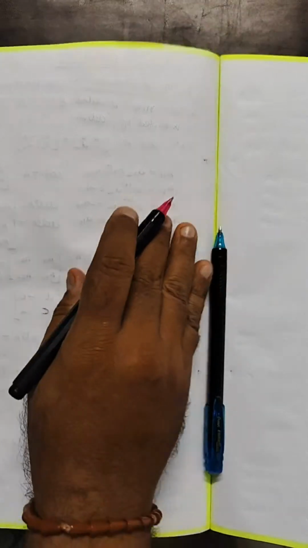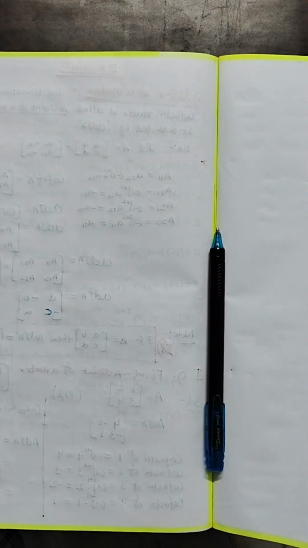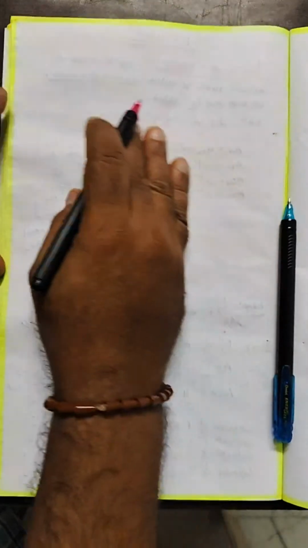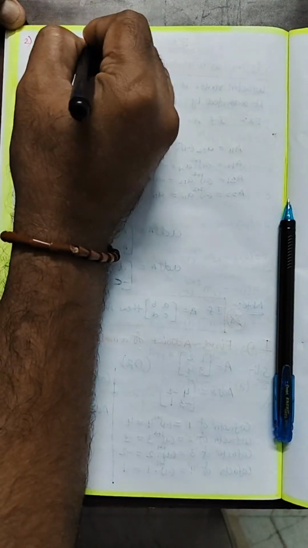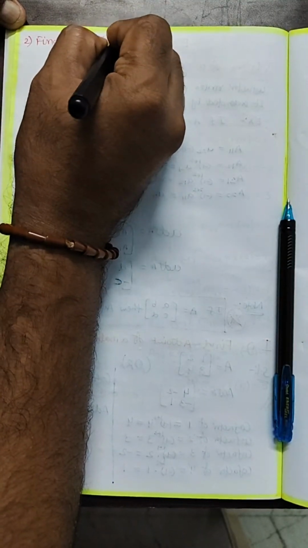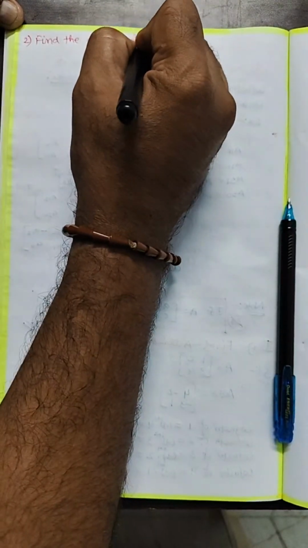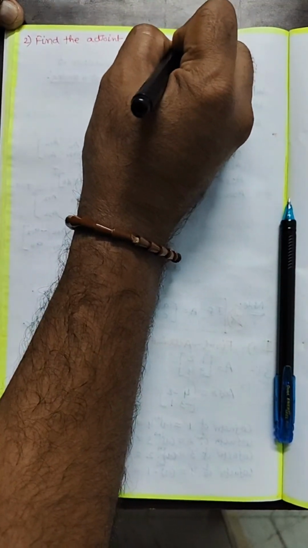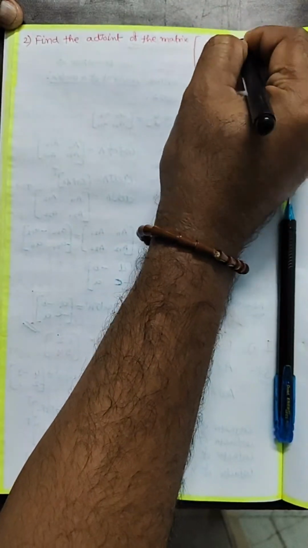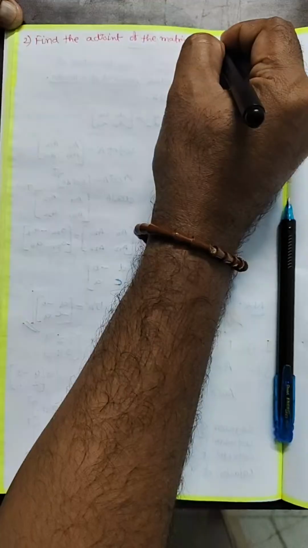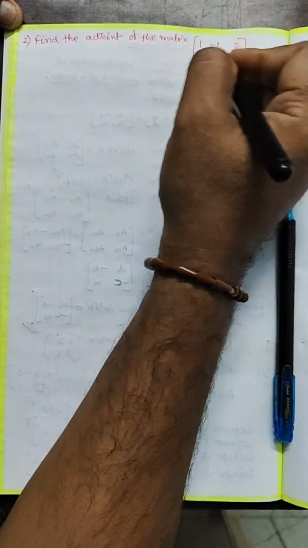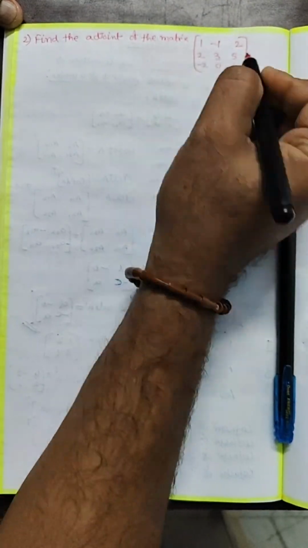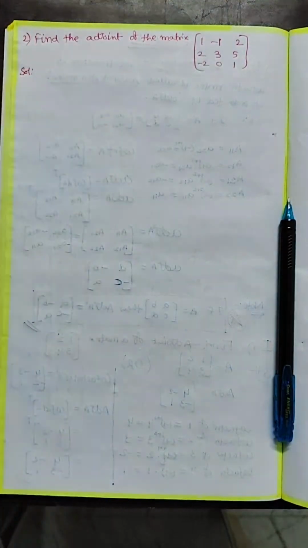This question number 2, find the adjoint of the matrix. Here 3 by 3 determinant, dear students. 1, minus 1, 2, 2, 3, 5, minus 2, 0, 1. So step by step we will discuss.